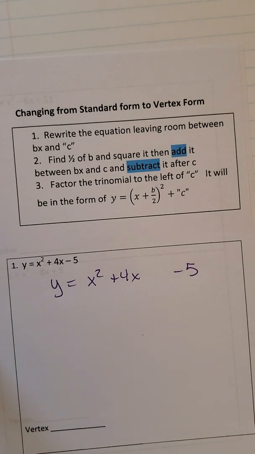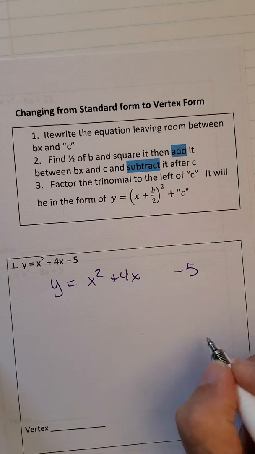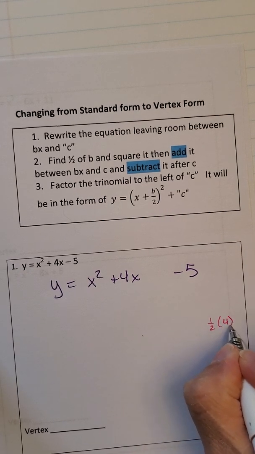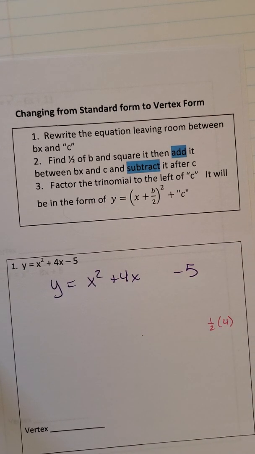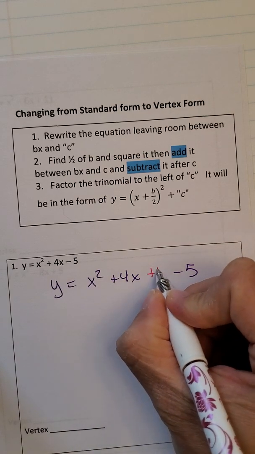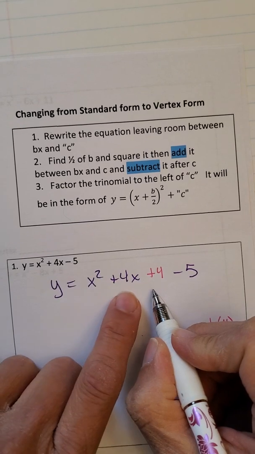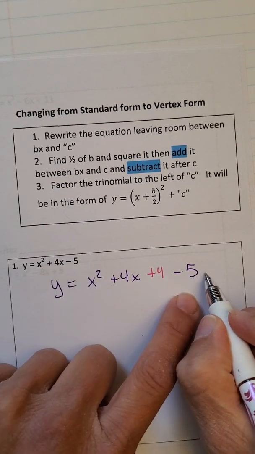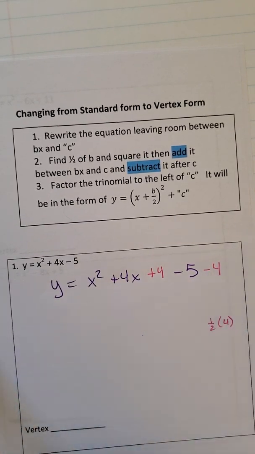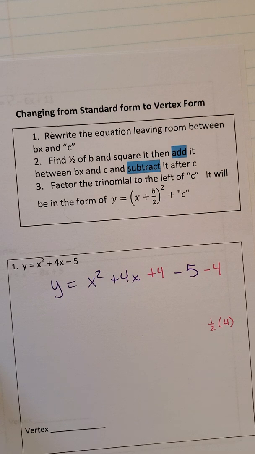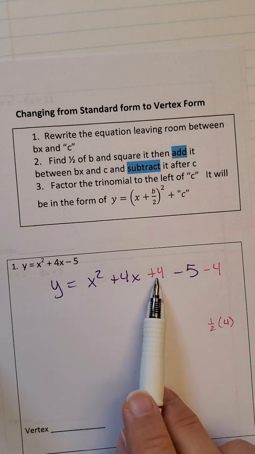Second step is we're going to take half of b and we're going to square it. So again, half of b, our b is 4, is 2, squared is 4. And we're going to add it between the x and the c, and then subtract it over here. Now that seems a little odd. Why would you add it and subtract it? Well, pick a number. Okay, I'm going to pick 10. Add 4, 14. Subtract 4, 10. You're right back where you started. We don't want to change any of the values. So that's why we just add 4 and subtract 4.